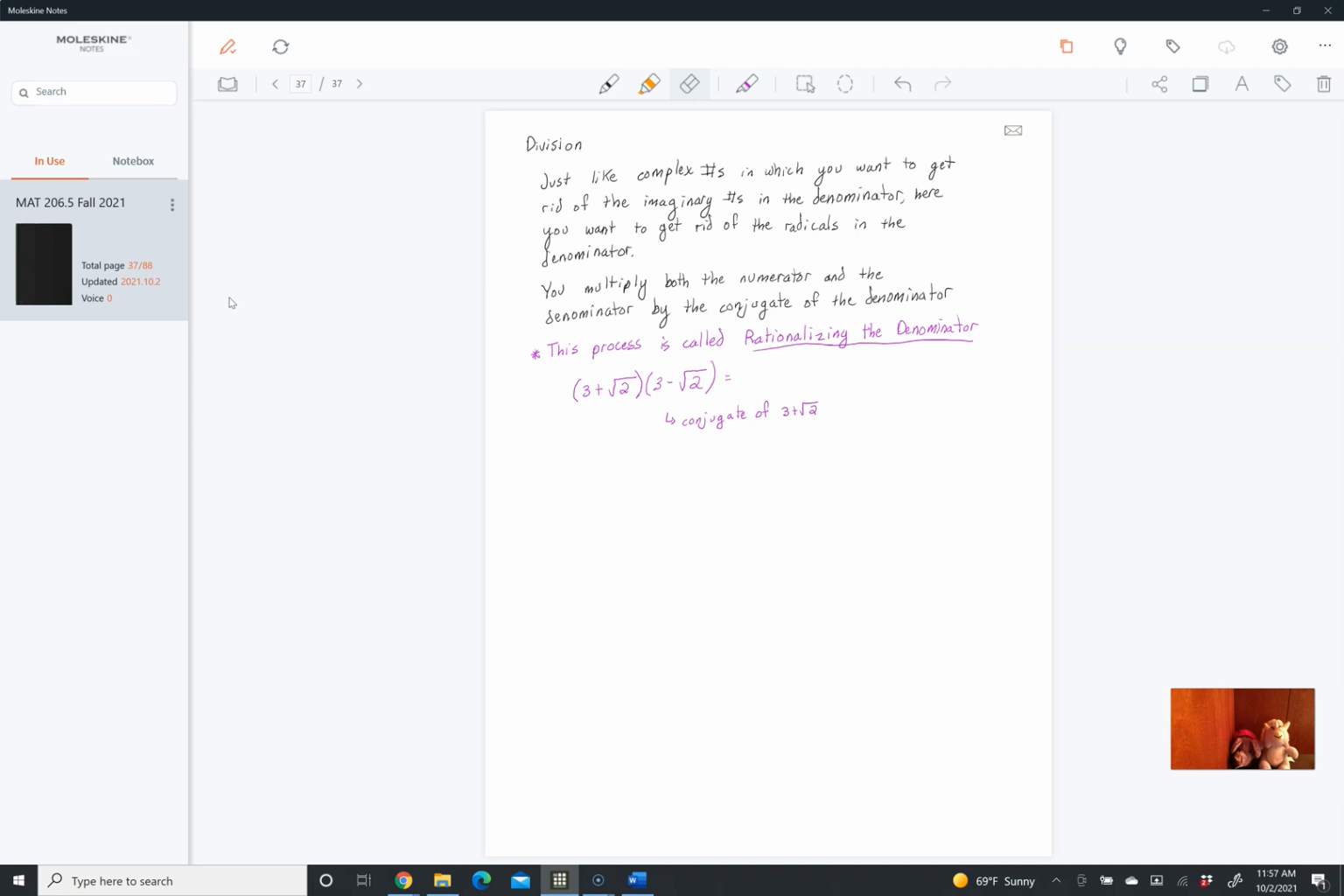multiply this out, 3 times 3 is 9. Then we have 3 times negative square root of 2, or negative 3 root 2. 3 times the positive square root of 2, or plus 3 root 2. And then square root of 2 times negative square root of 2, which is negative 2. So these middle terms cancel, and you get 7. There's no radical here. That's always the case because those middle terms cancel, okay?